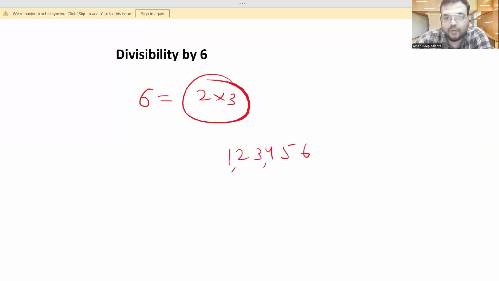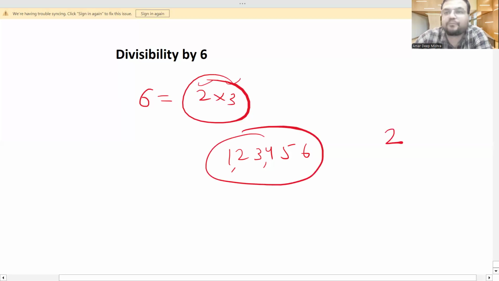Okay, so what I have to do, 6 is 2 and 3. So first, let's check the divisibility of this number by 2. Okay, divisibility by 2 means the number should be an even number. So at the end, you have 6 here. That means it's an even number. So this number is divisible by 2. Okay, tick.